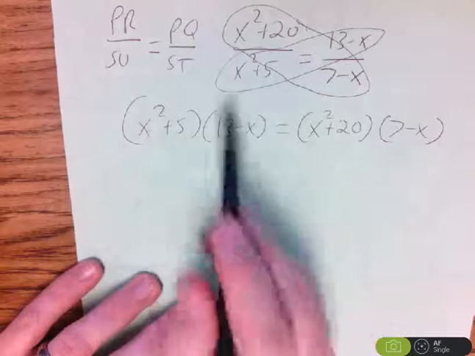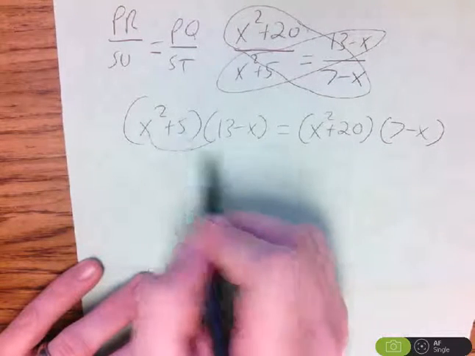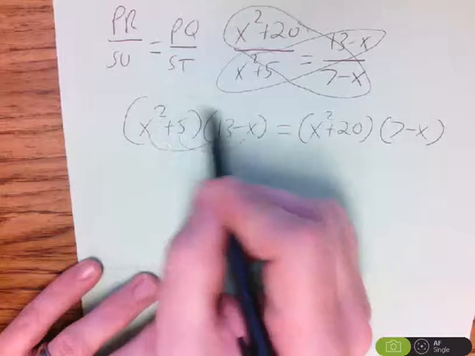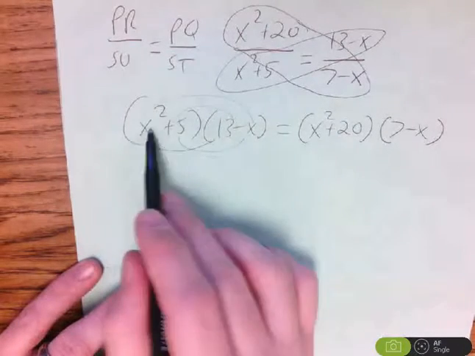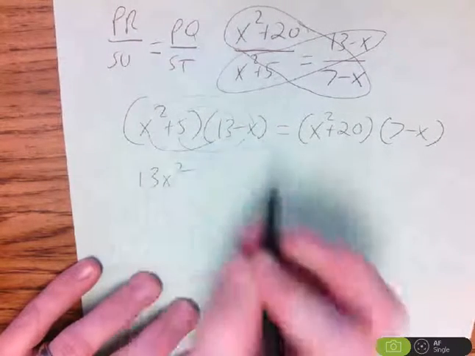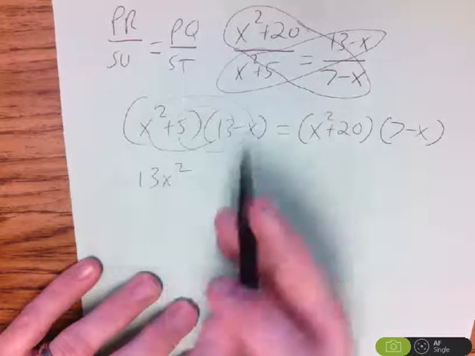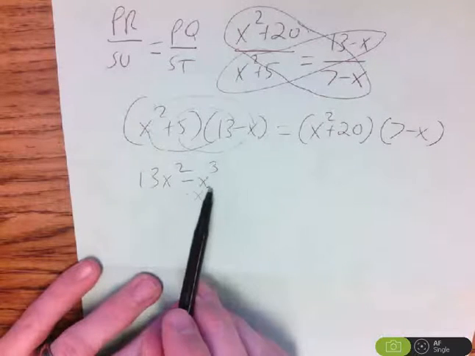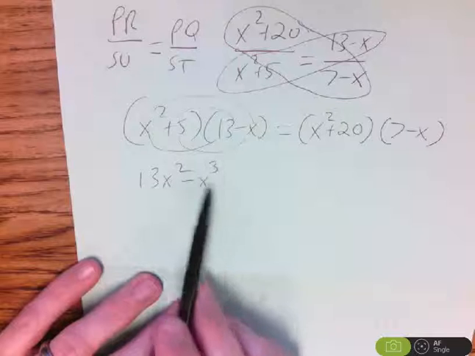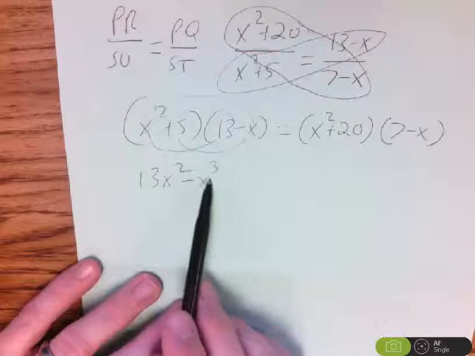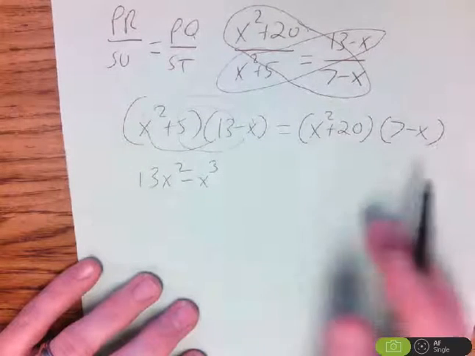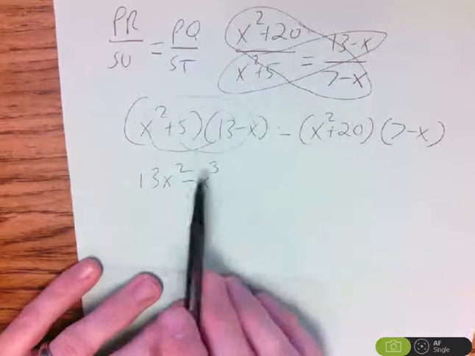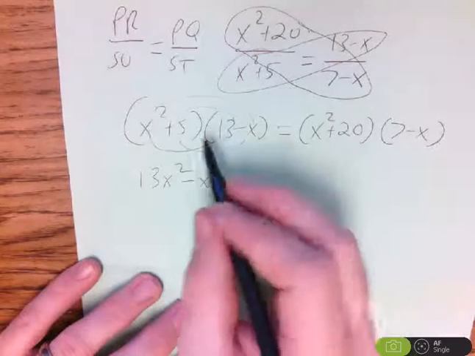We're going to have to do our distribution, where we multiply every piece by every other piece. And so we've got 13 times x squared. You've got negative x times x squared, so that's negative x cubed. And here's another spot where you're like, oh boy, I must be doing something wrong. We don't usually get third powers, x to the third. But just trust it. You haven't done anything wrong. You've got your setup, you cross multiplied, you're distributing. Just go with it and see what happens.